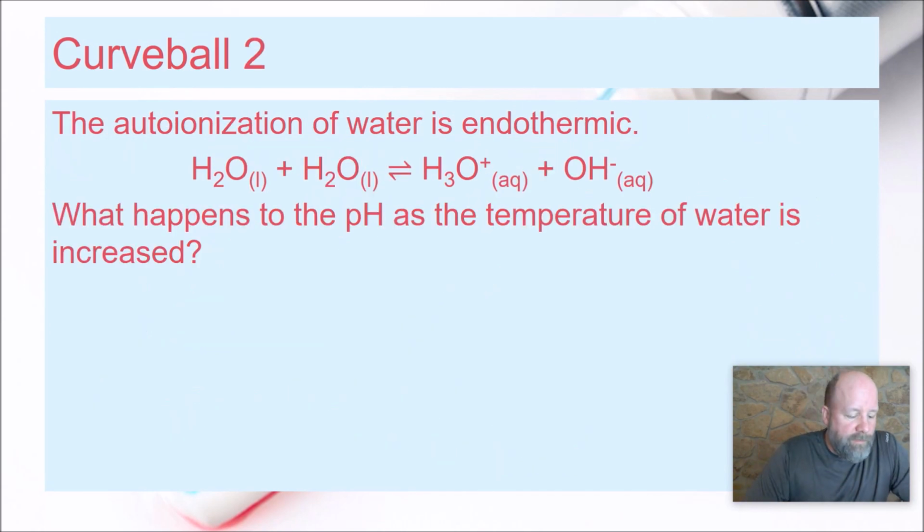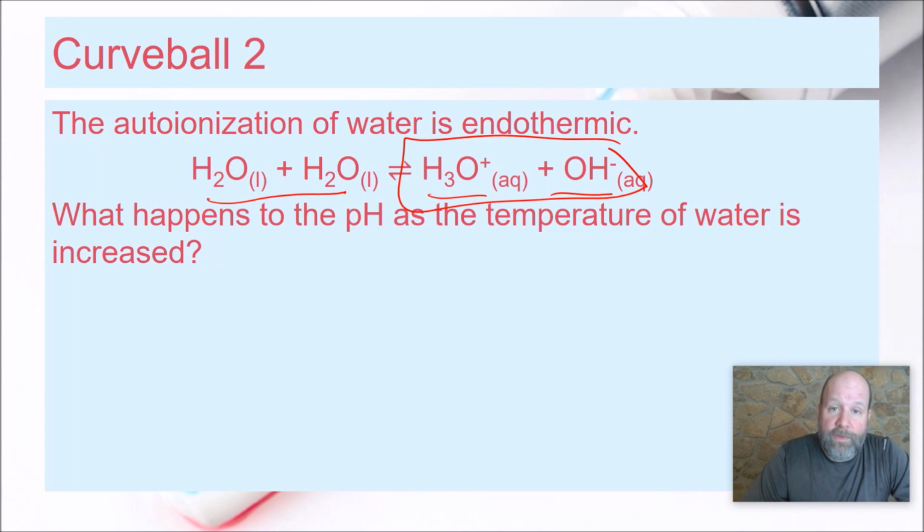All right, let's look at curveball number 2. The auto-ionization of water is endothermic, and we did talk about this in class when I first discovered this problem because it was kind of interesting. I don't know if you remembered it. It seems like a long time ago now. But if it's endothermic, the auto-ionization of water, so water reacting with itself to make these two things, we know that these two things occur in distilled water in equal amounts with a concentration of 10 to the negative 7th. That's why we have pH of 7.